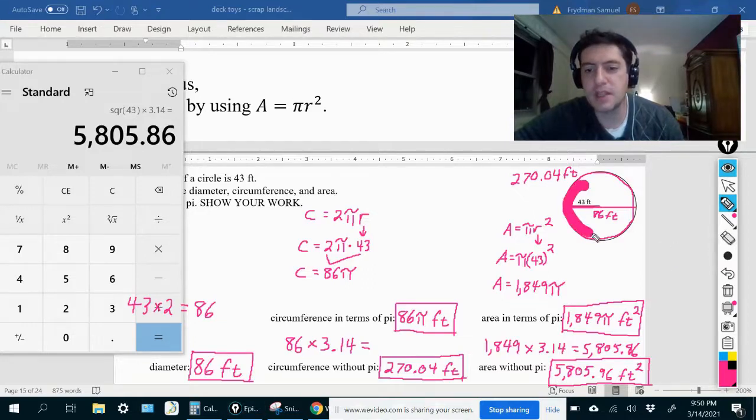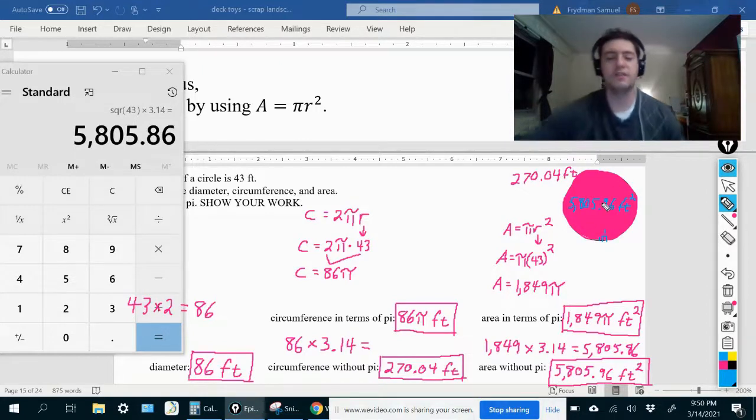All right, so area means the space inside of that circle. We just figured out that the area is 5,805.96 square feet. So square feet, so that literally means that if we had some really small squares here and each square was 1 foot long and 1 foot high, we would be able to fit about 5,800 of those little squares inside of this circle.